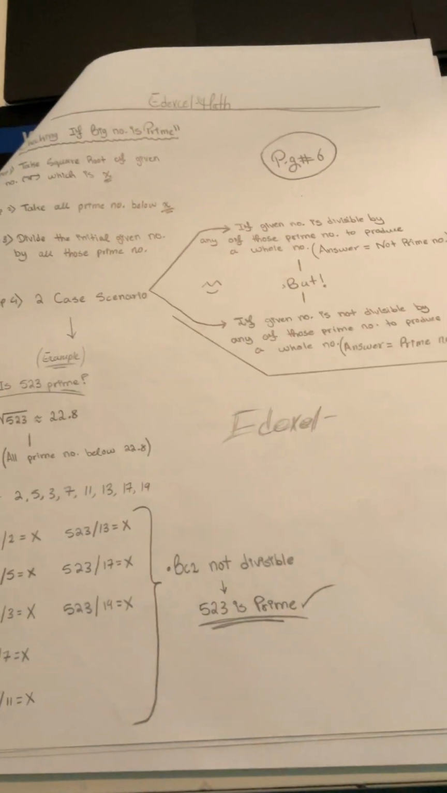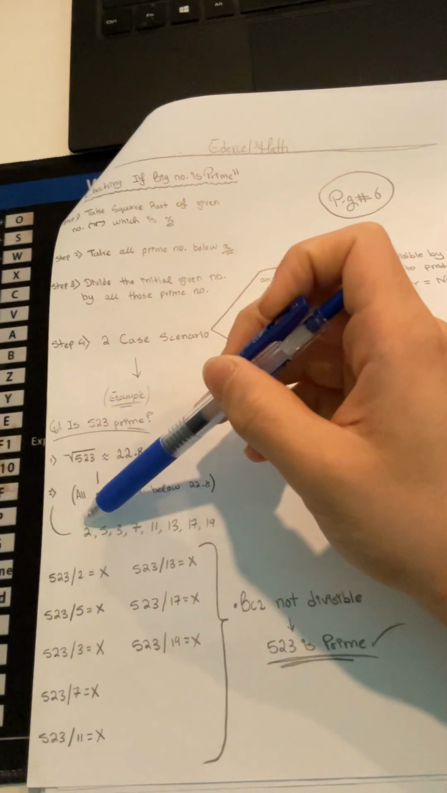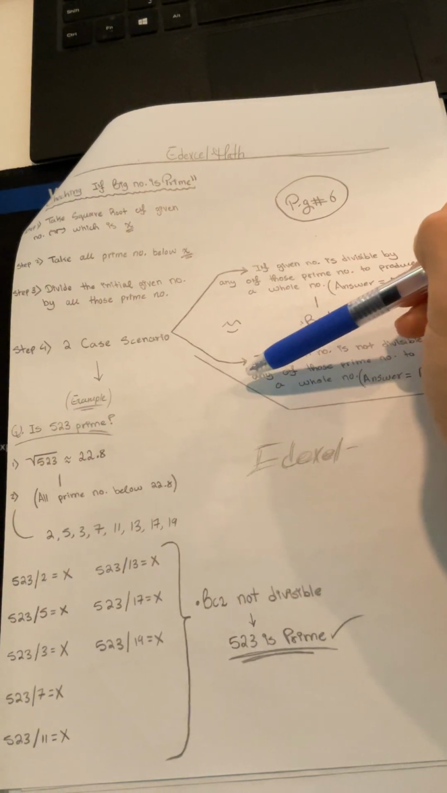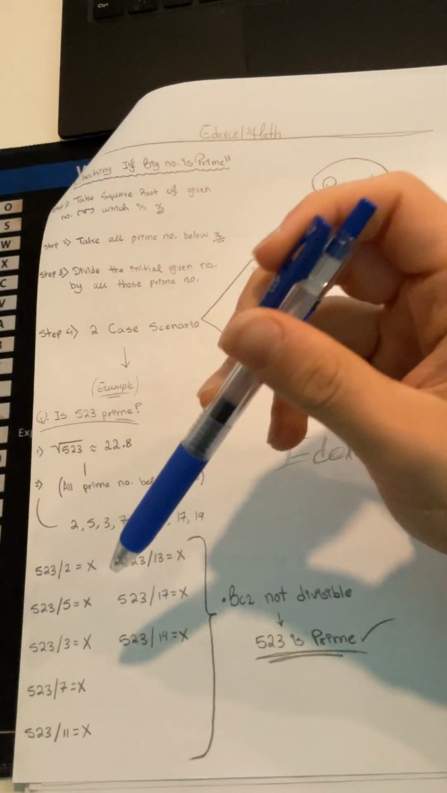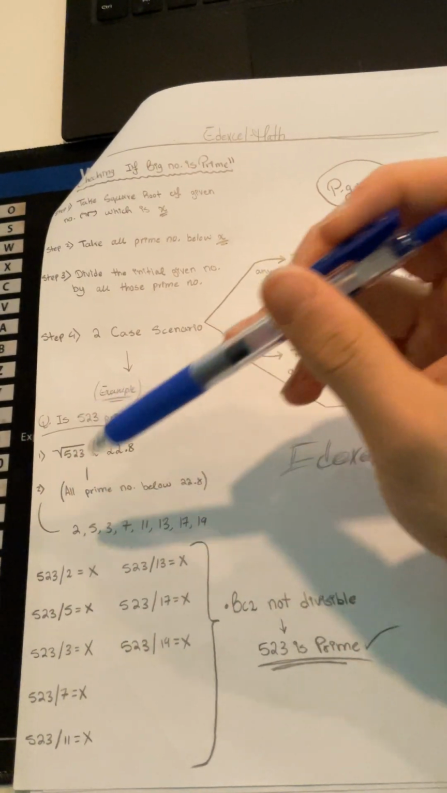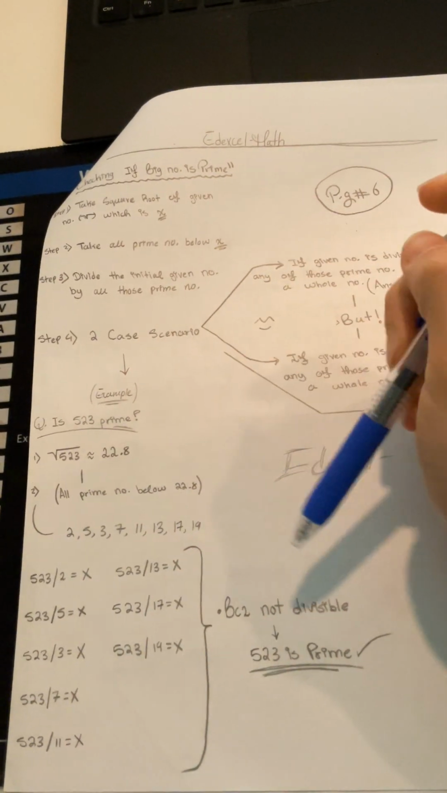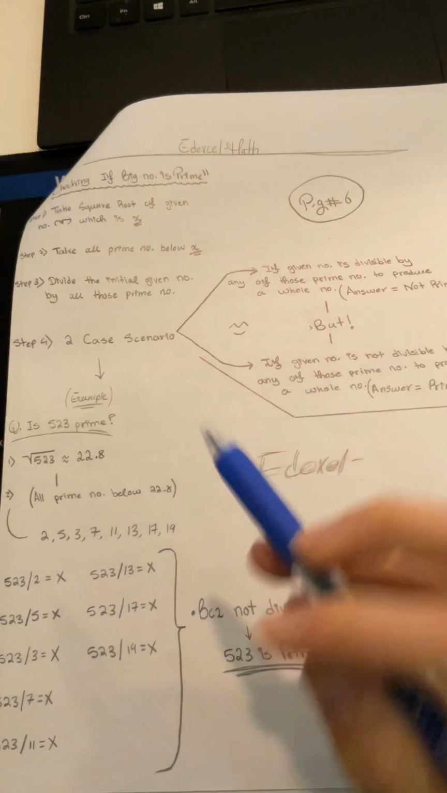Now I will divide my initial given number, 523, by all of these prime numbers, and depending on these two cases I will determine whether it is a prime number or not. As you can see, the given number is not divisible by any one of these prime numbers, so 523 is a prime number.